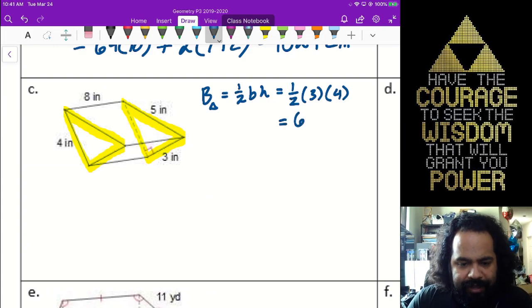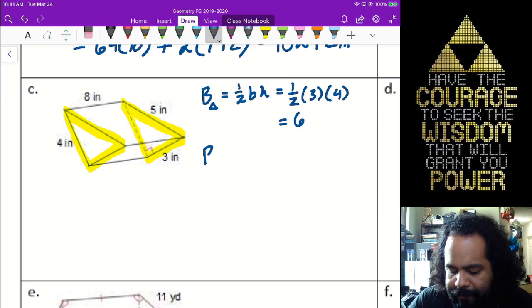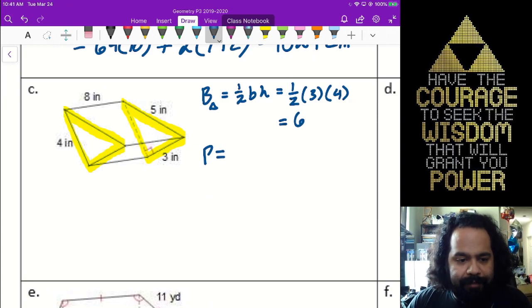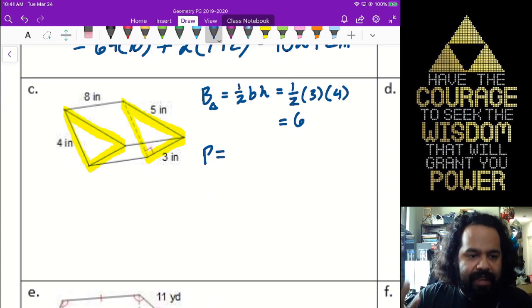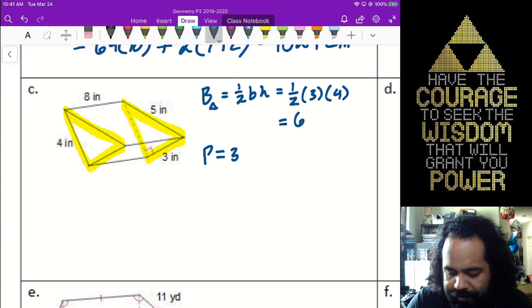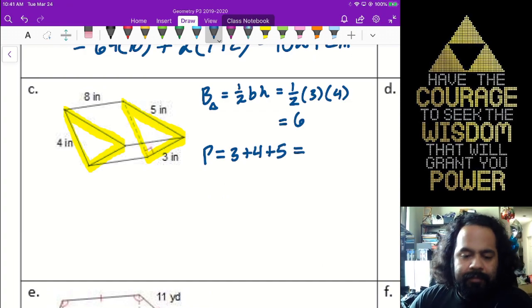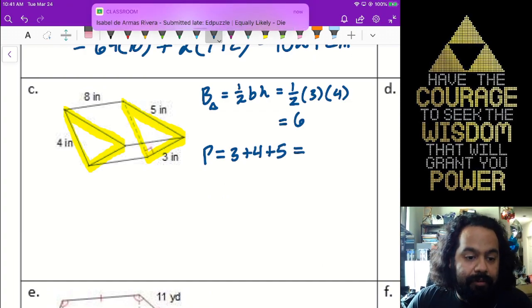Now, usually with these figures, we would leave off a missing number. Like I would have left the 5 off. You would have had to use the Pythagorean theorem to find the 5 because that's the only way we're going to get the perimeter. However, for the sake of simplicity, we're just going to find that perimeter. It's just the distance all the way around. So I'm going to do 3 plus 4 plus 5. 4 plus 5 is 9, plus 3 is 12.